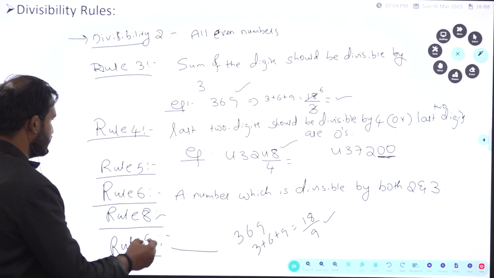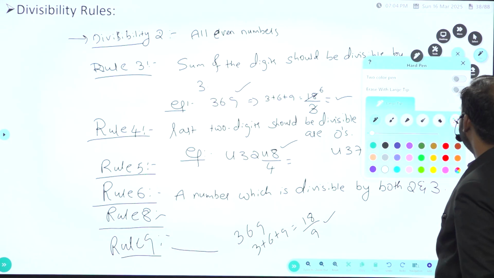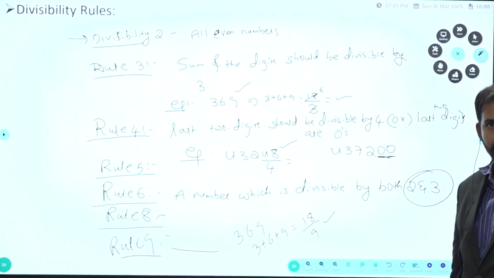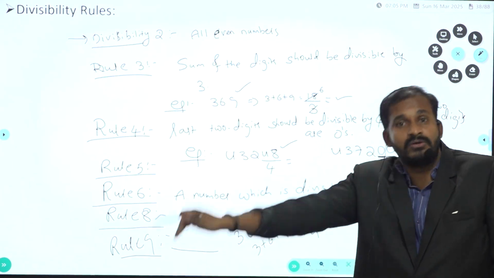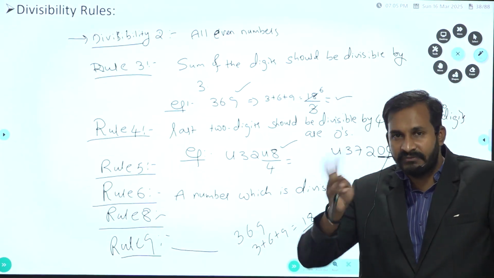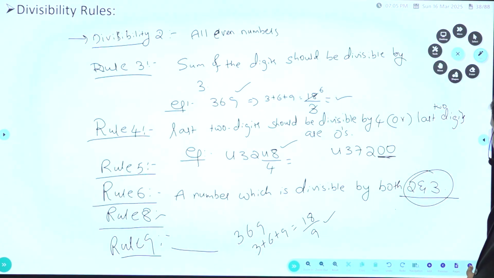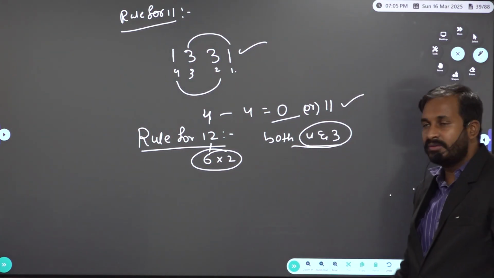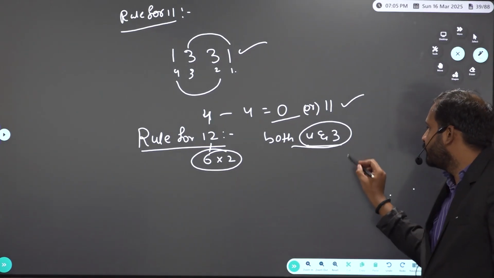If you observe the rule for 6, what did we take? A number which is divisible by 2 and 3, then the number will be divisible by 6, right? So if you observe carefully, without our knowing, 2 and 3 are co-primes. So to write the divisibility rule of any number, you can take the multiples of any 2 numbers, but those 2 numbers should be co-primes. Because of that reason only, we are taking the divisibility rule of 12 as 4 and 3.